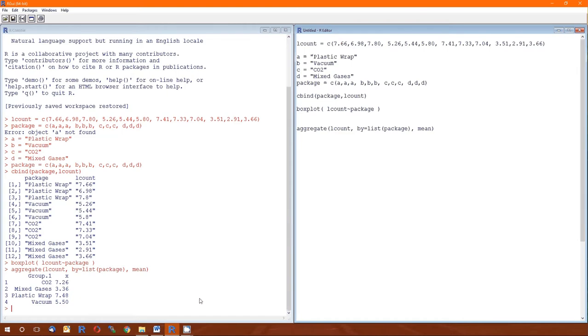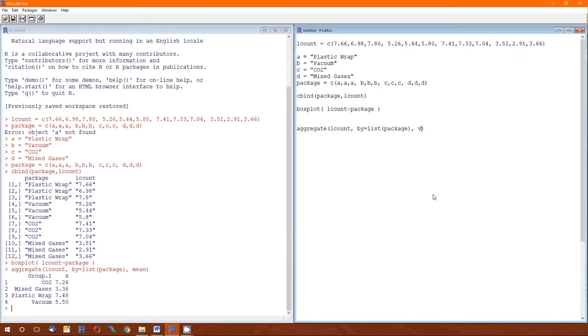So that tells me that the sample mean for CO2 is 7.26. The sample mean for mixed gases is 3.36. The sample mean for plastic wrap is 7.48. And the sample mean for vacuum is 5.50. Notice that it got grouped in alphabetical order. It's going to be kind of important.